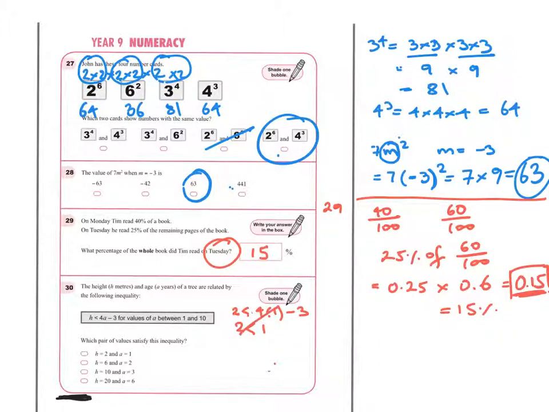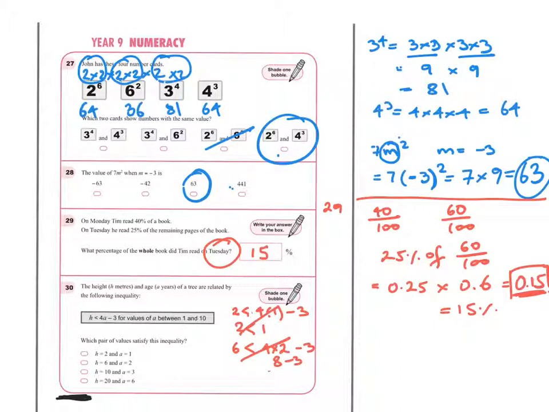So h is equal to 6. So 6 is less than 4 times a, where a is 2. So 4 times 2 take away 3 is 8 take away 3, which is 5. 5 is bigger than 6? No, that is not correct.